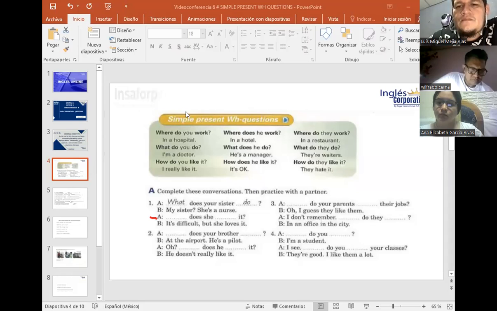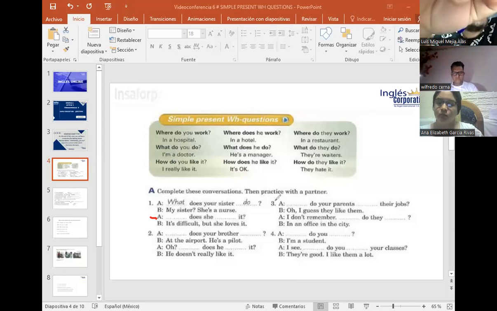Vamos con la número tres. Vamos a poner acá tres. Recuerden tener ahí, pues, su anotación. Y vayan anotando. Number three. What will be the answer for the number three here?